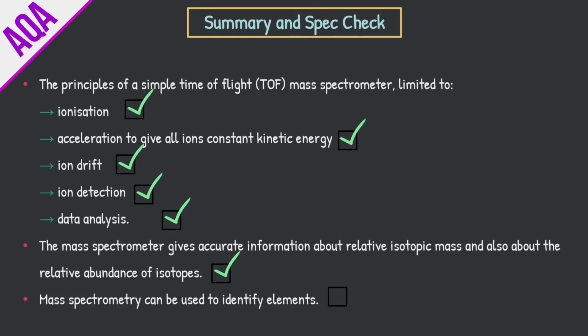We also took a look at the example of the tellurium mass spec that would be given out just to see how mass spec gives accurate information about relative isotopic mass and about relative abundance. And also lastly here, mass spec can be used to identify elements. Real simple points here. Again, this was the time of flight side of things. If you want to look at a video that's regarding mass spectrometry and relative atomic mass as a whole, I've made a separate video on that entirely.